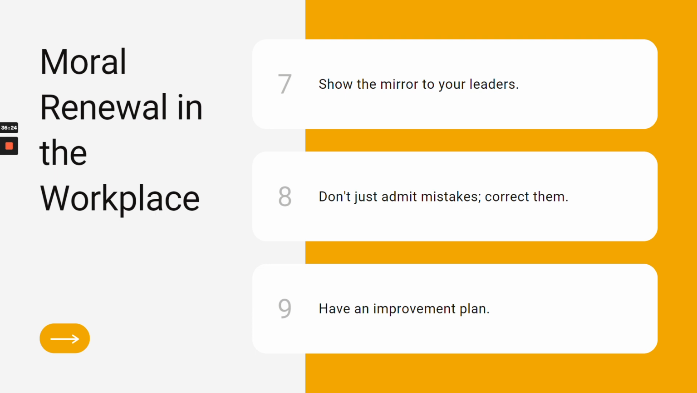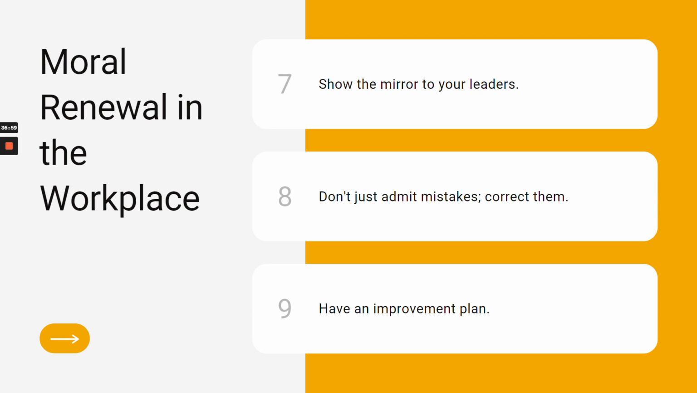Because if the leader is accepting, or if the leader is not corrupt and open to feedback, then you were actually able to help, because we do not know our mistakes, right? Because for us, we are doing good. What we are doing is right. But for others, it might not be the same case. So you have to provide feedback so that it will be corrected.